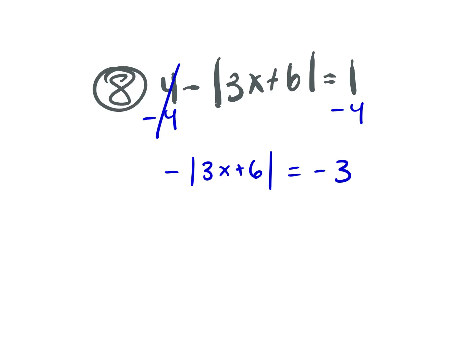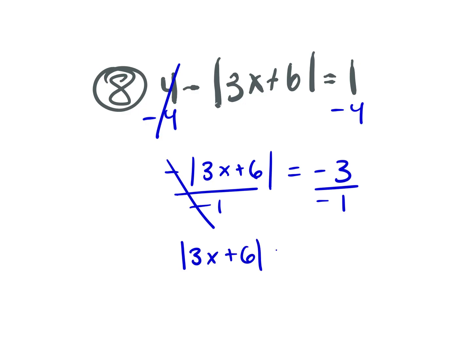What should we do next? Divide by negative 1. Perfect. Again, we have to get the absolute value all by itself. So since that negative is being multiplied to the absolute value bars, we divide by negative 1. So the absolute value of 3x plus 6 equals 3.